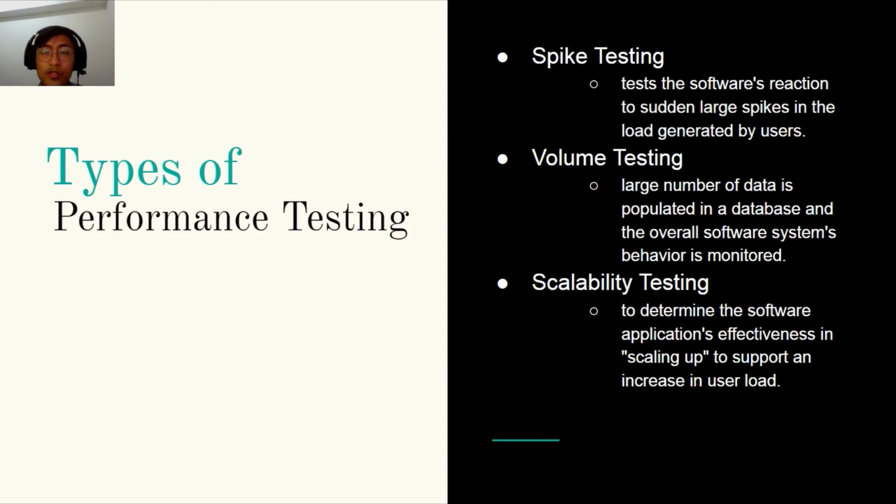All right. So this is spike testing. This test is carried out to check the software's reaction to sudden large spikes in the load generated by users. Volume testing is where a large amount of data is populated in a database, and the overall software system's behavior is monitored. And lastly is scalability testing, which is to determine the software application's effectiveness in scaling up to support an increase in user load.